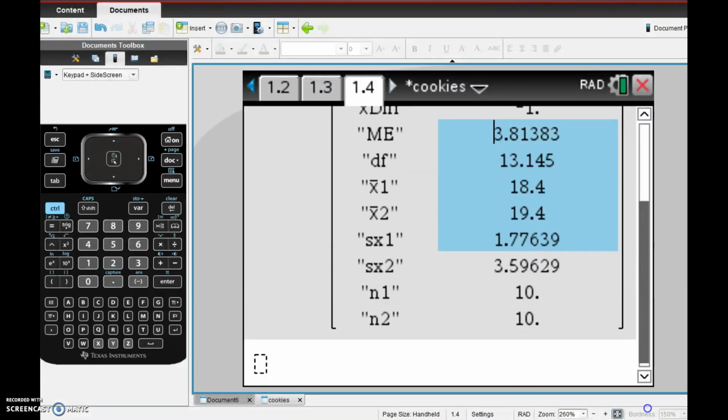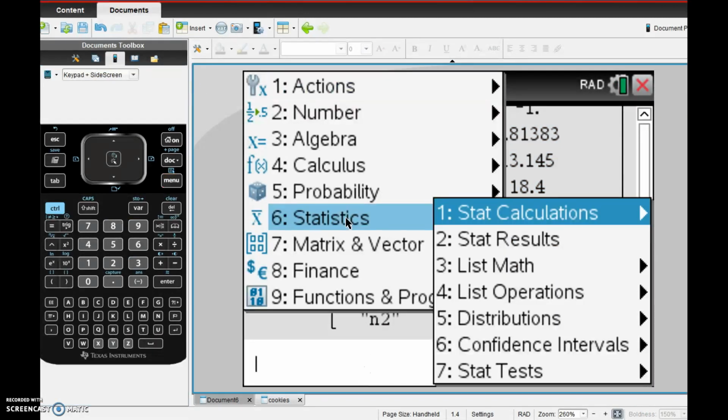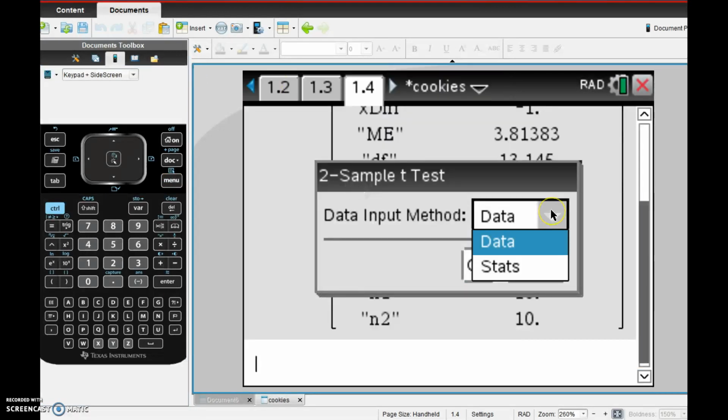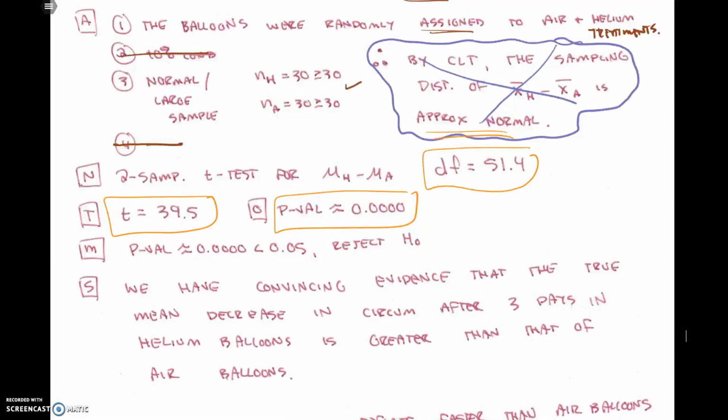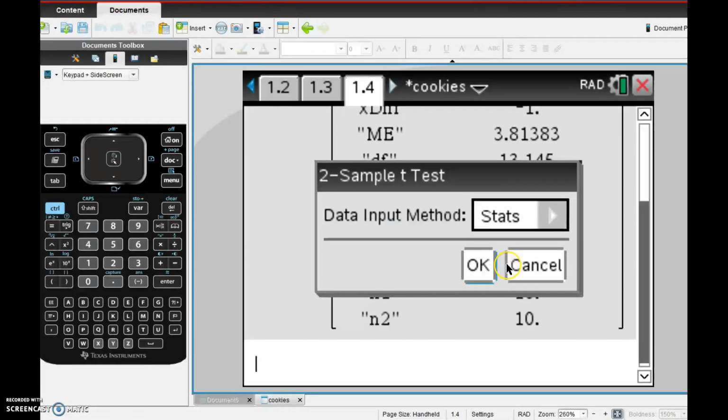Okay, so let's do this here. Menu, statistics, stat tests. This is a 2-sample t-test. Do I have the raw data or the stats? Well, if I had the raw data, I'd have a list of 30 decreases for helium and a list of 30 for air. I don't have that. I have the statistics.